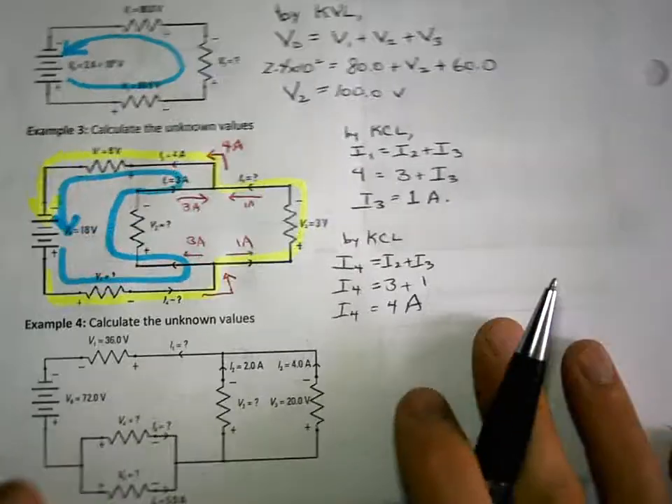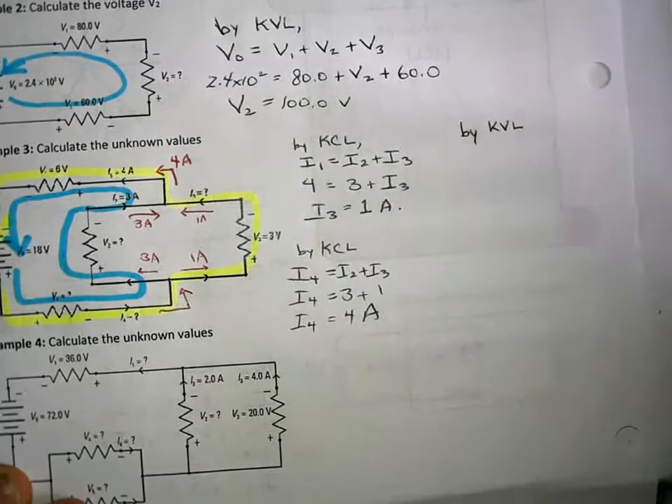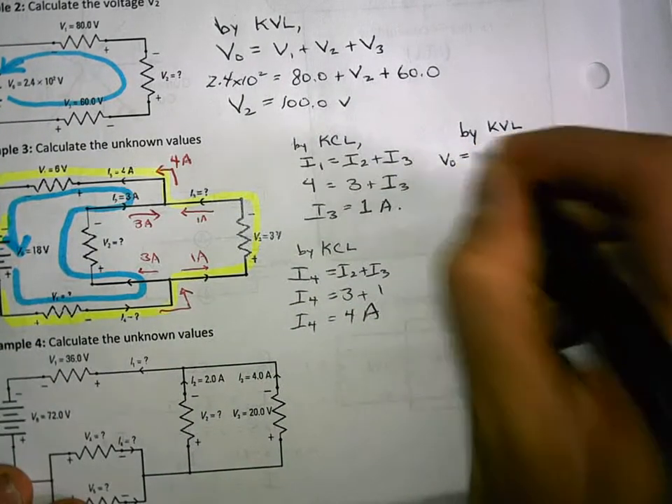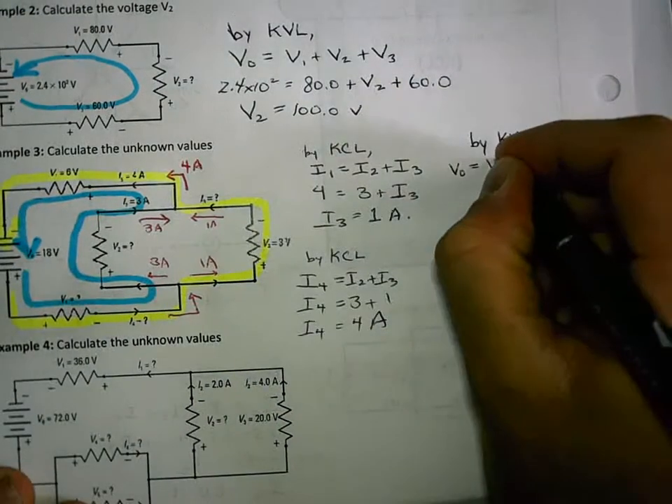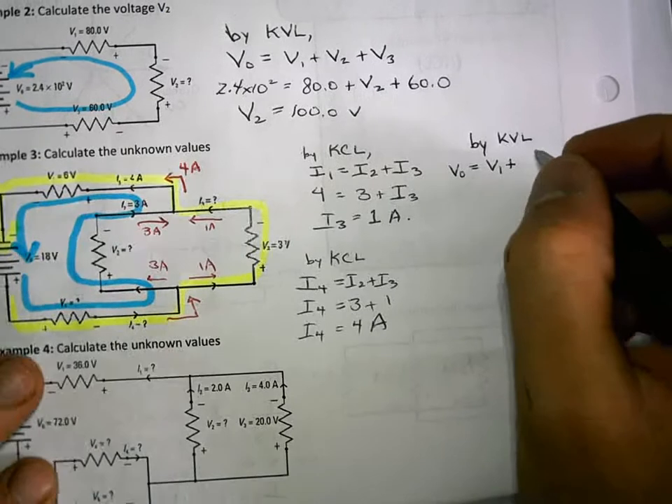Now, what are my loops here? Let's look at the KVL. So I would have V0, so that's what I started with. That's the money leaving home. And then I would have V1. Let's do the blue first.